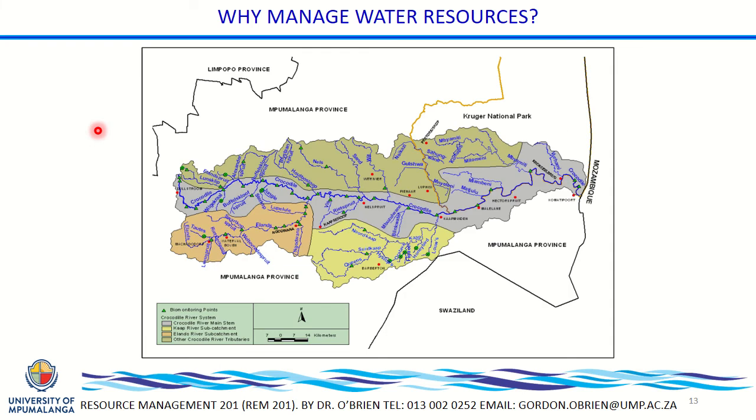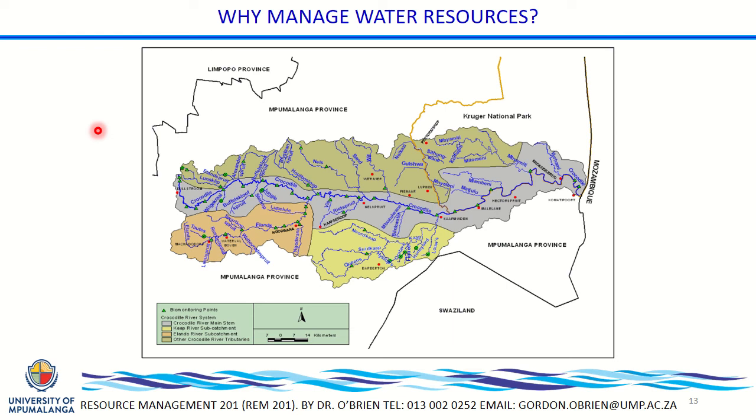Okay, this is a focused area on the Crocodile catchment. And this is a map to show you that we have different ecoregions that affect the Crocodile catchment. There's the Crocodile River main stem, the Kaap River subcatchment, the Elands River subcatchment, and other Crocodile River tributaries. Can you see these different colors? Main stem, tributaries, Elands River, Kaap. Those are the different management units.